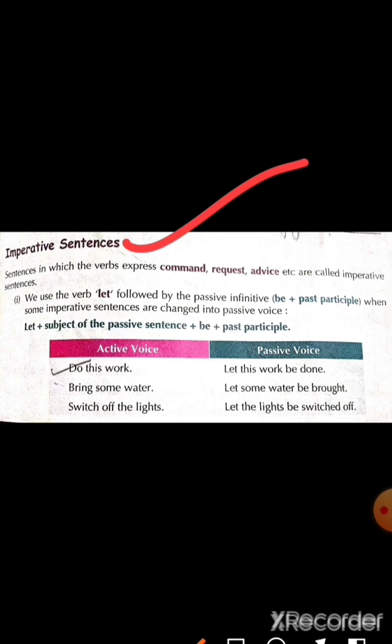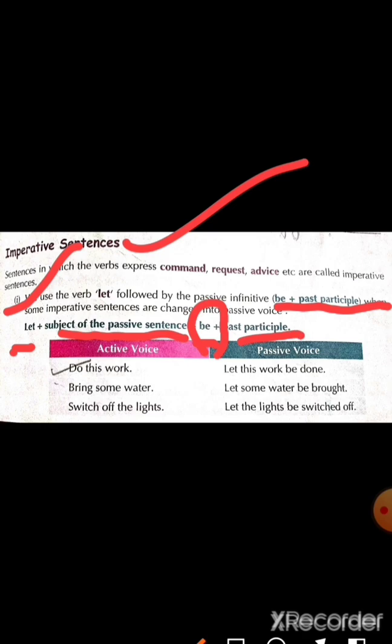We use the verb let followed by a passive infinitive. Passive infinitive means be plus past participle. When some imperative sentences are changed into passive, we will first write let, then the subject of the passive voice, which means the object of the active voice will become the subject in the passive voice, and then be, and then the past participle form.